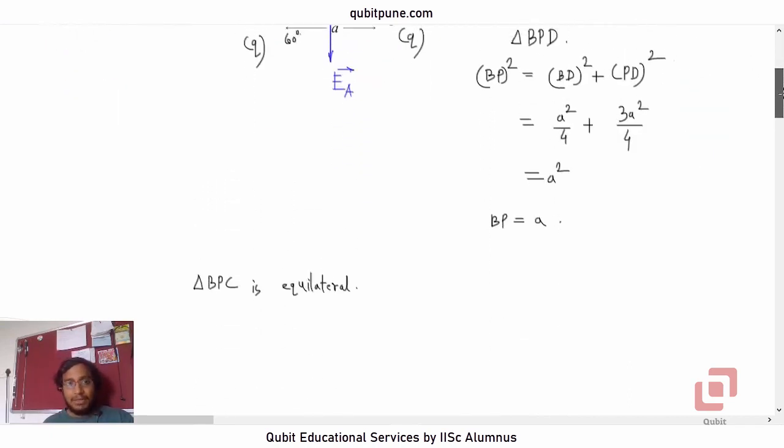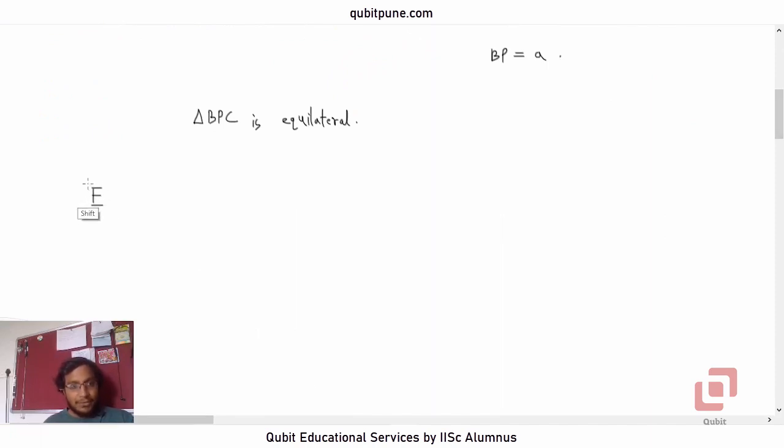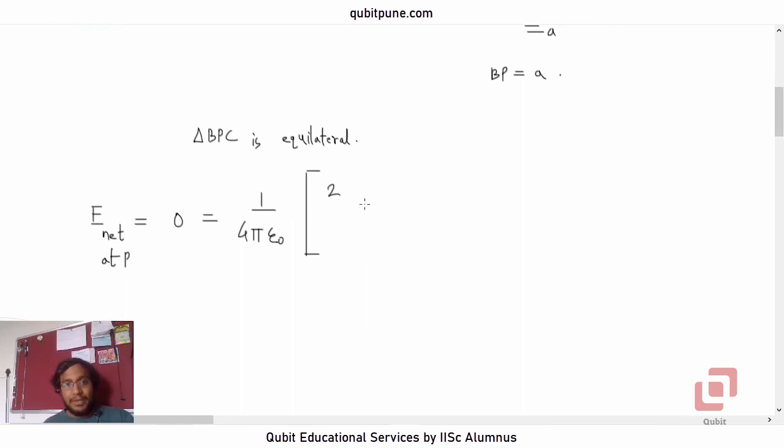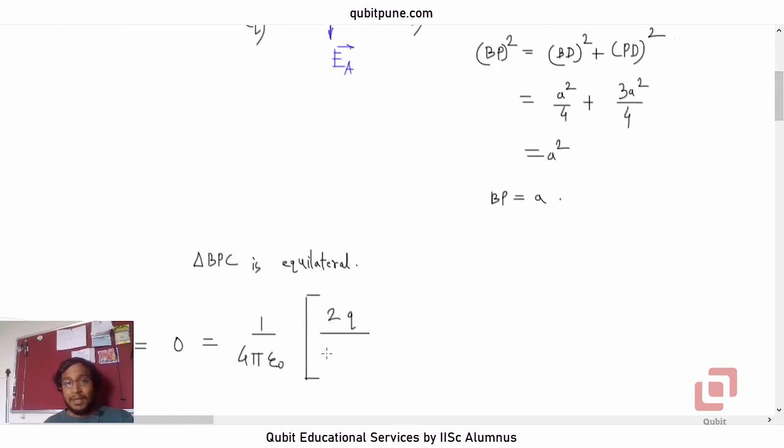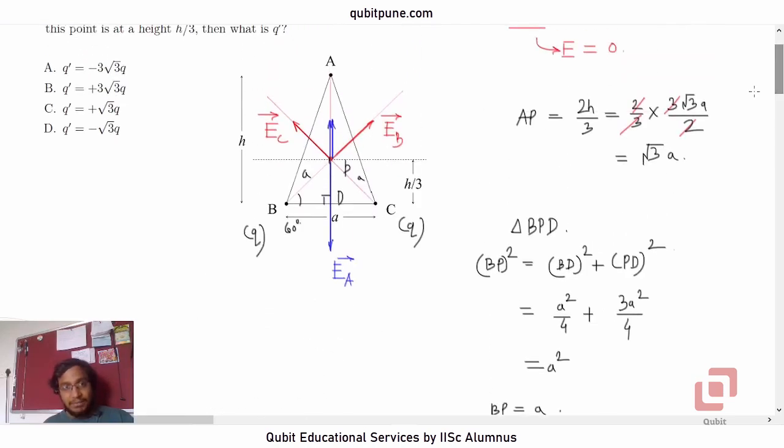We'll actually do one thing. We'll write the net electric field at P. We know in magnitude it is 0, but let's now try to find Q prime using the fact. So it will be 2 times Q divided by r squared, r is a. But this is not the field there. We need not consider the horizontal components of E_B and E_C because they are getting cancelled. So it will be the vertical component. So if this is 60, this angle will be 30.